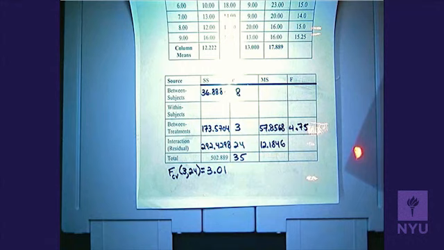Somebody said it. Yeah, residual. Right? Because it would be the mean square. It's the error term from this ANOVA.